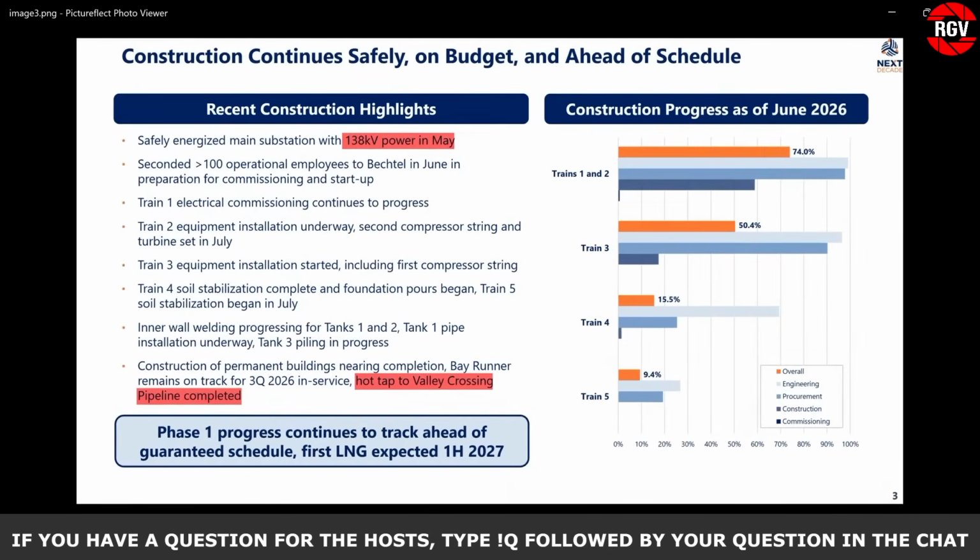I do love this chart too. So they're claiming some randomness that I don't understand. 74% overall complete. I don't know how they come to that, because if you look down below at the actual construction part, that ain't anywhere near 74%. And I would say that's probably the main part of this, but I like the little commissioning part too. They're at apparently 1%.